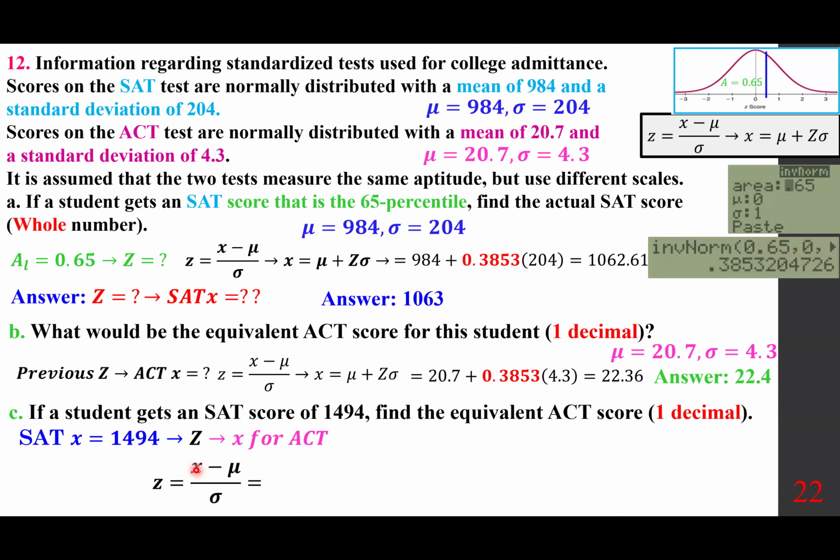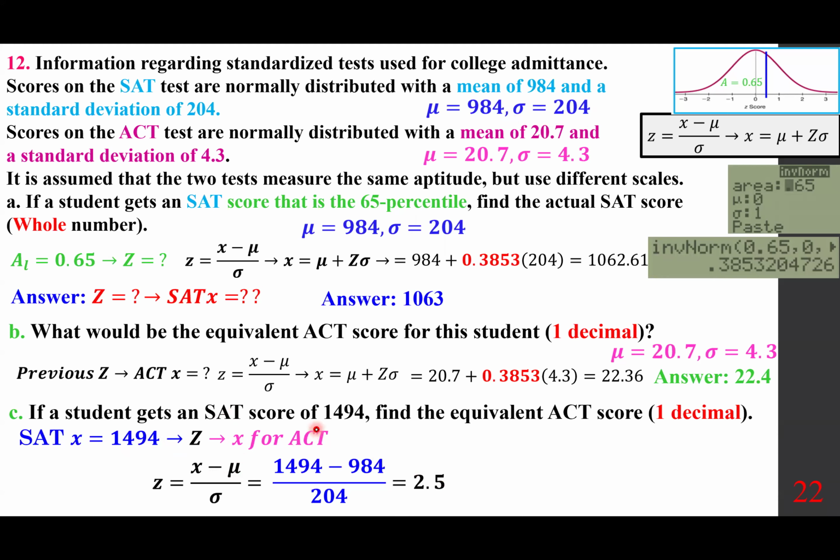So X is 1494 minus mu over sigma. We are going to use mu and sigma for SAT. And that gives us 2.5. So the Z score when SAT is 1494 is 2.5.